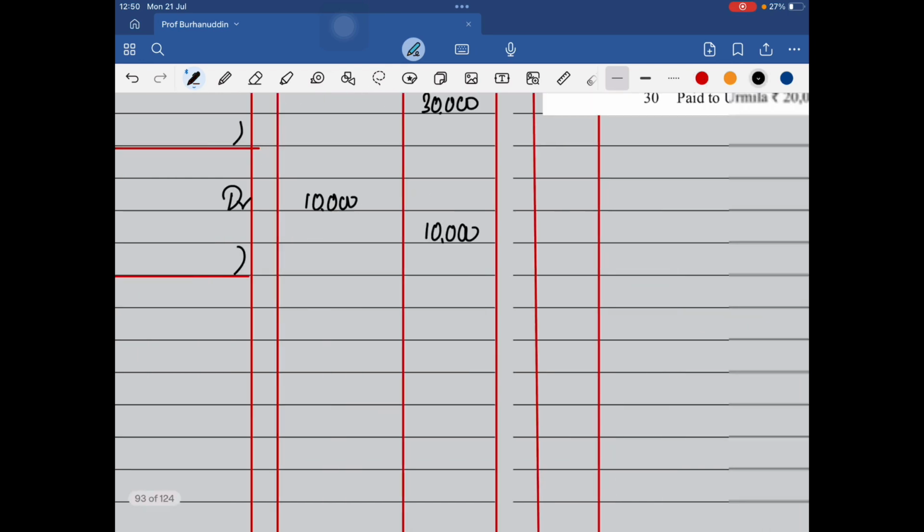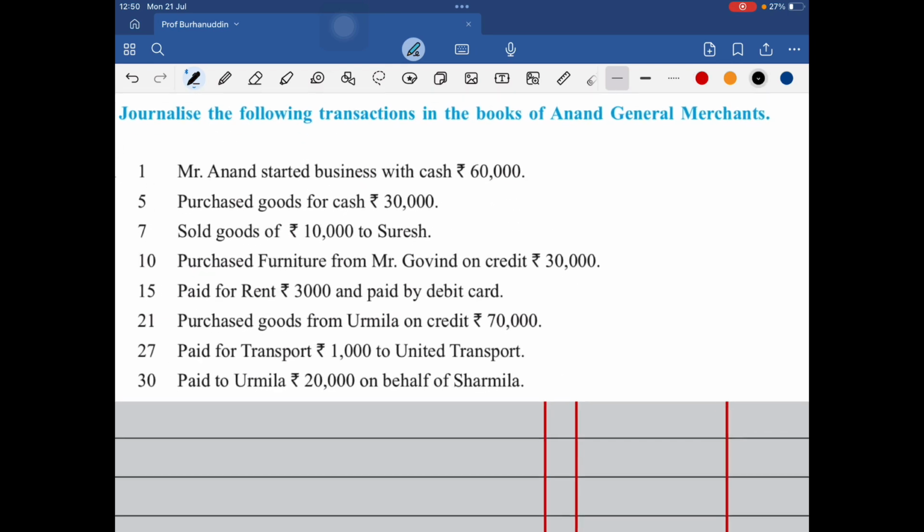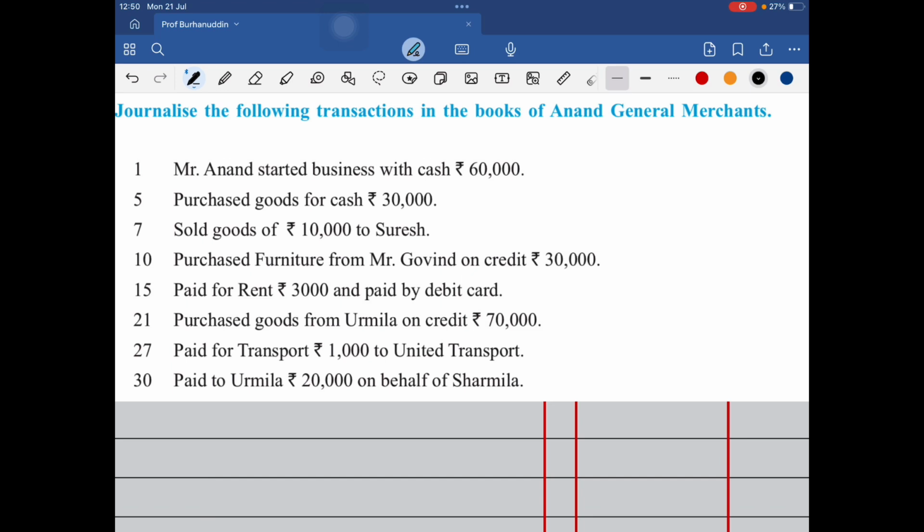Easy now. Okay. Now the next one. Bache, on the 10th of the month, purchased furniture from Mr. Govind on credit. See, here the confusion is not there only because they are specifically telling you that it is on credit. So here two accounts will be affected.